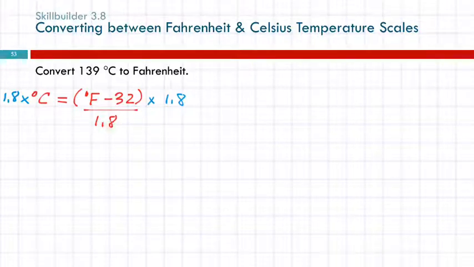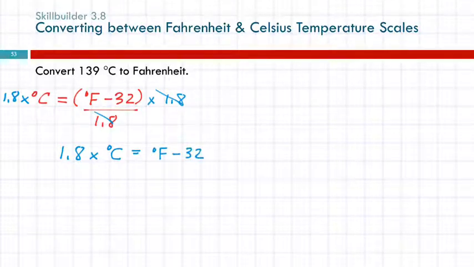1.8 divided by 1.8 is what? 1. So we say those cancel out. So let's look at what we have now. We have 1.8 times the temperature in Celsius equals the temperature in Fahrenheit minus 32. We're trying to get Fahrenheit by itself. So I got rid of the 1.8. Now I need to get rid of the 32.